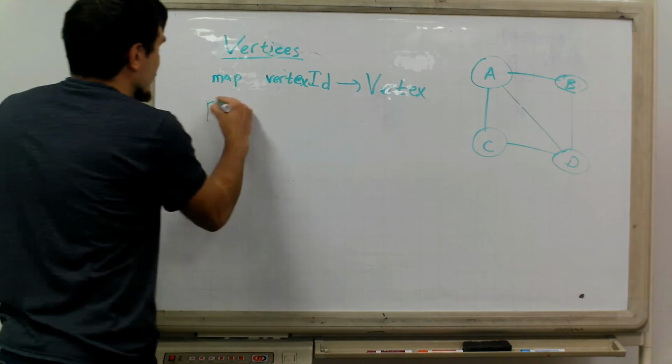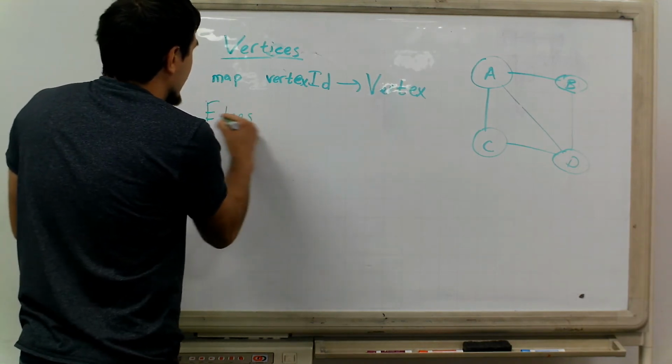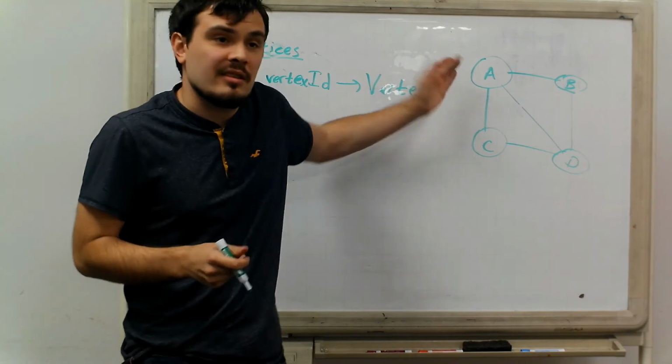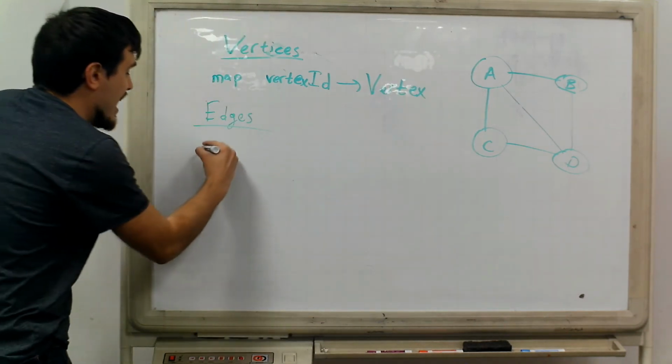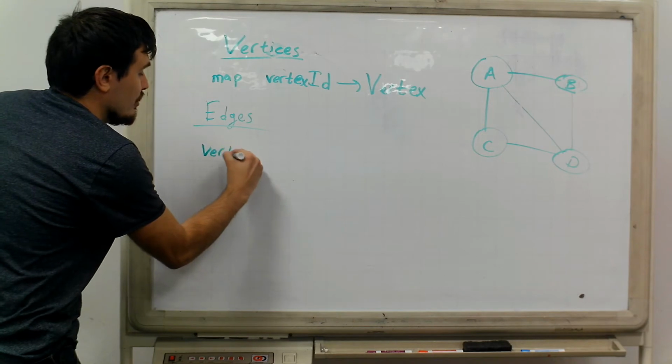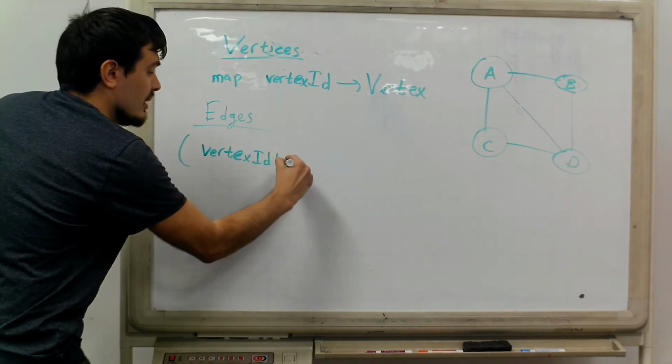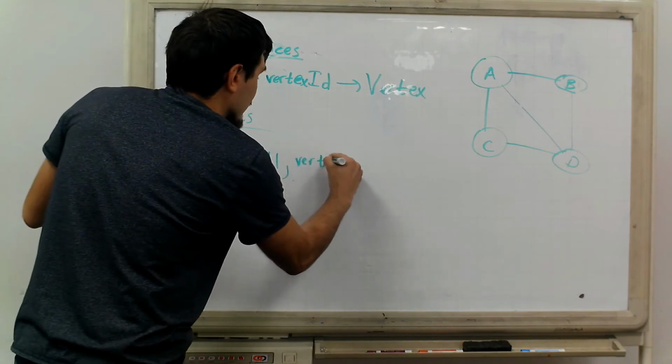And then you can store the edges separately. The way you can view an edge is basically just defined by what two things it connects. So this is essentially a map that maps a pair. It maps a pair of vertex ID1 and vertex ID2.